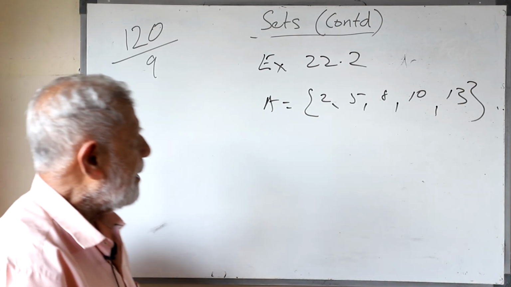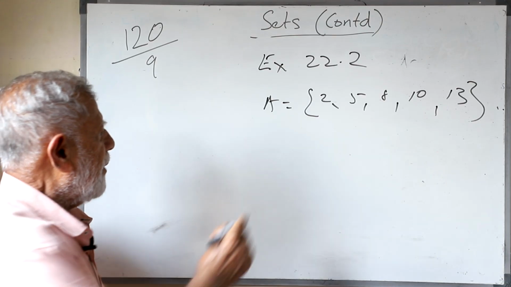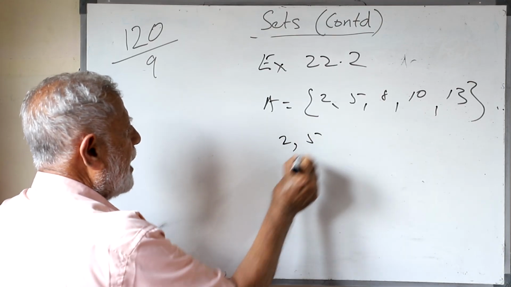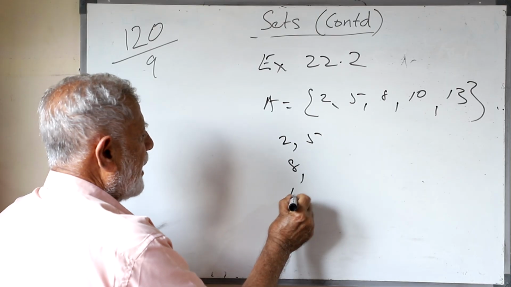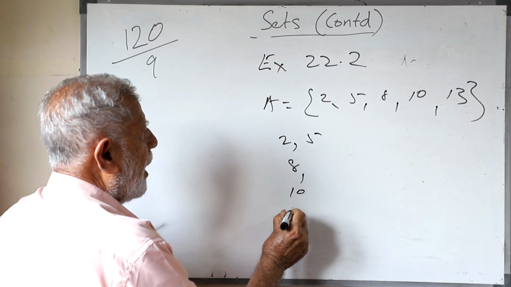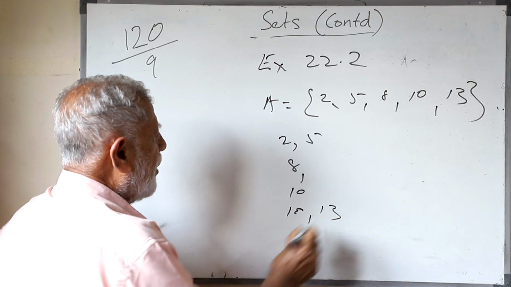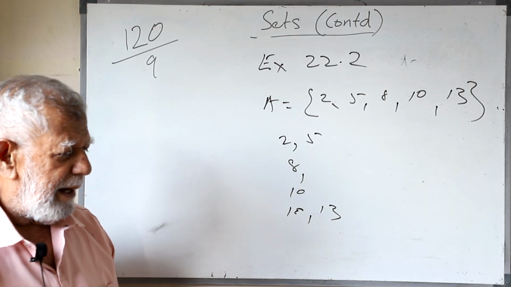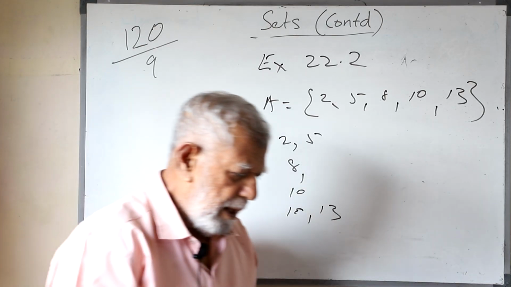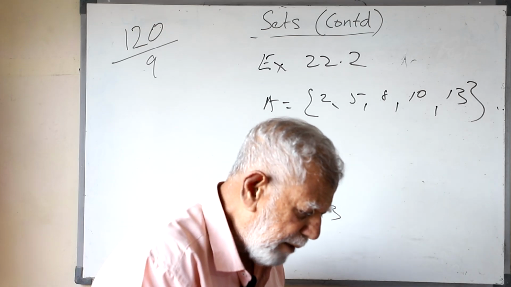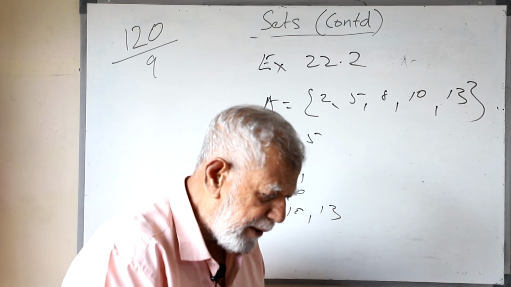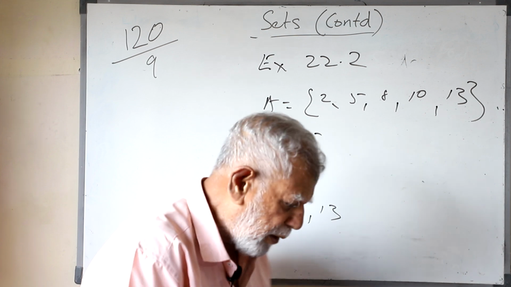So for 8 subsets you can just do 2, 5. You can take 2, 5 as one set, 8 as one set, 10 as one set, 10 and 13 as another set, and go on like that, and you can get 8 subsets easily.